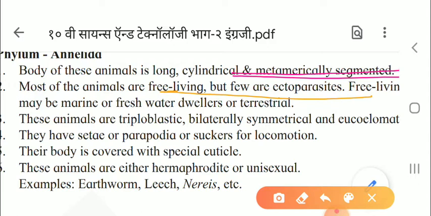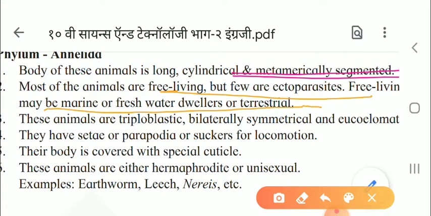They are free living. Sometimes they are marine, meaning living in sea water. Sometimes they are freshwater dwellers, meaning living in fresh water, and sometimes they are terrestrial. Terrestrial means living on the land. So this point also you have to underline, children.